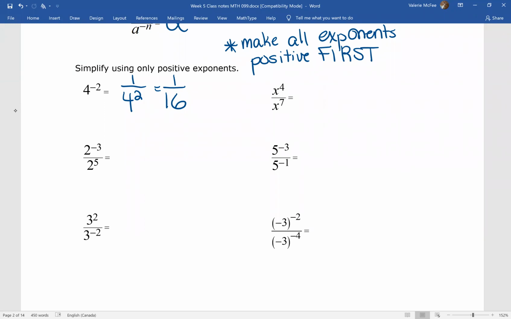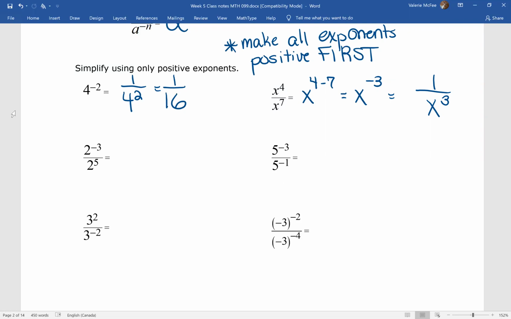The second example, x to the power of 4 over x to the power of 7, could be thought of in two ways. Let me show you both. First of all, you could use that dividing powers with the same base rule. We could say that this is x to the power of 4 minus 7, which is x to the power of -3. In order to make it positive, I need to flip that to the denominator, and 3 becomes positive.